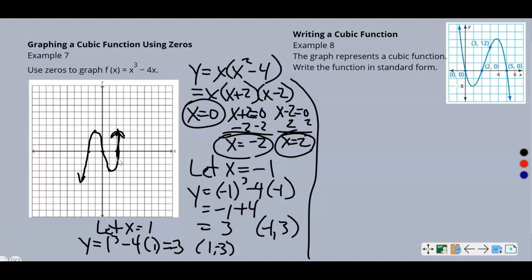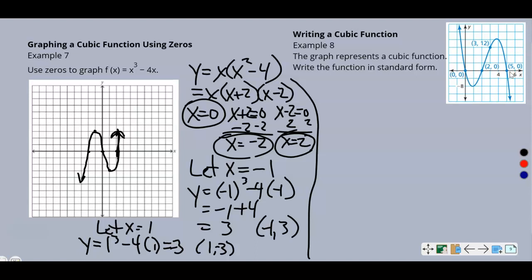All right, so it says, example 8, the graph represents a cubic function. Again, that means degree of 3. Write a function in standard form. All right, now they give us the x-intercepts, which means they're giving us the zeros. So we can take the zeros, turn them into factors, so we can put it in intercept form to start off with.